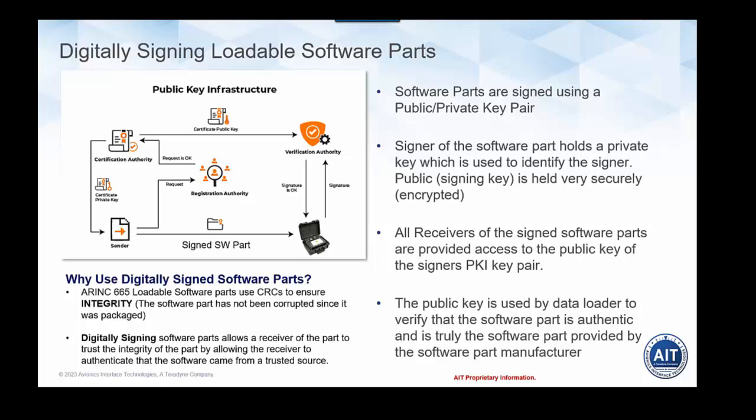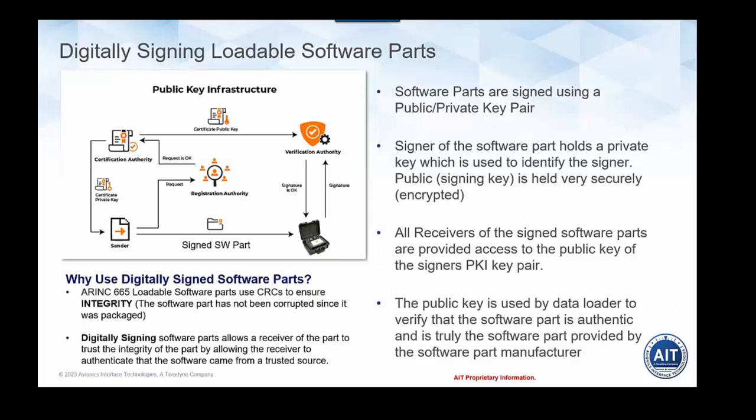Well, ARINC 615 and the packaging into software parts, as we described, uses CRCs, which can be used to ensure the integrity. So basically that can be used to ensure that that software part has not been corrupted since the last time it was packaged into a 665 part.